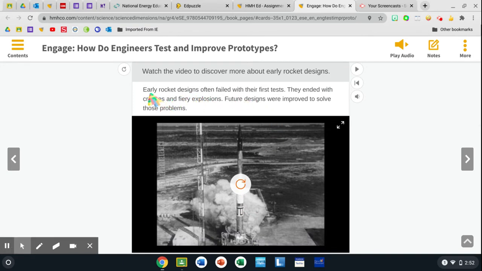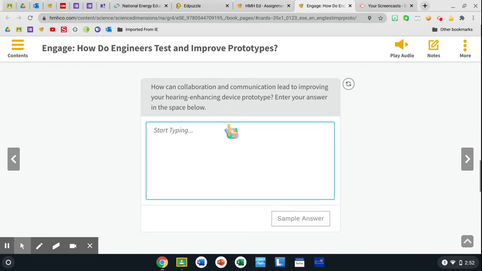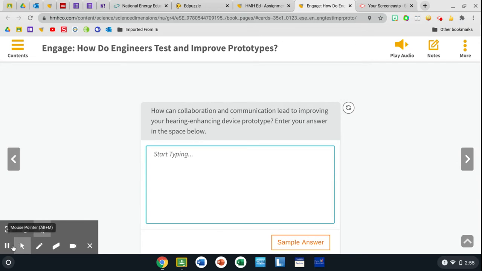So that video, early rocket designs often failed with their first test. They ended up with crashes and fiery explosions. Future designs were improved to solve these problems. So let's come on down here. How can collaboration and communication lead to improving your hearing enhancing device prototype? Enter your answer in the space below.